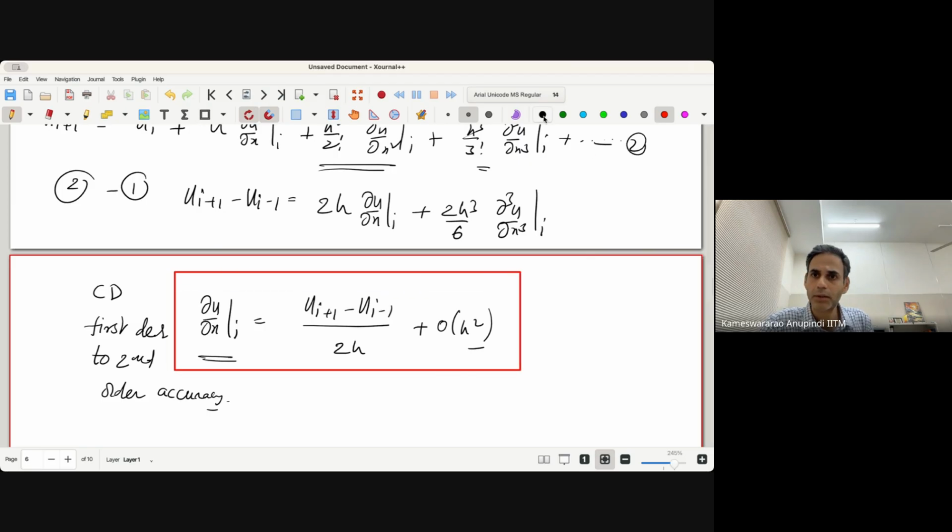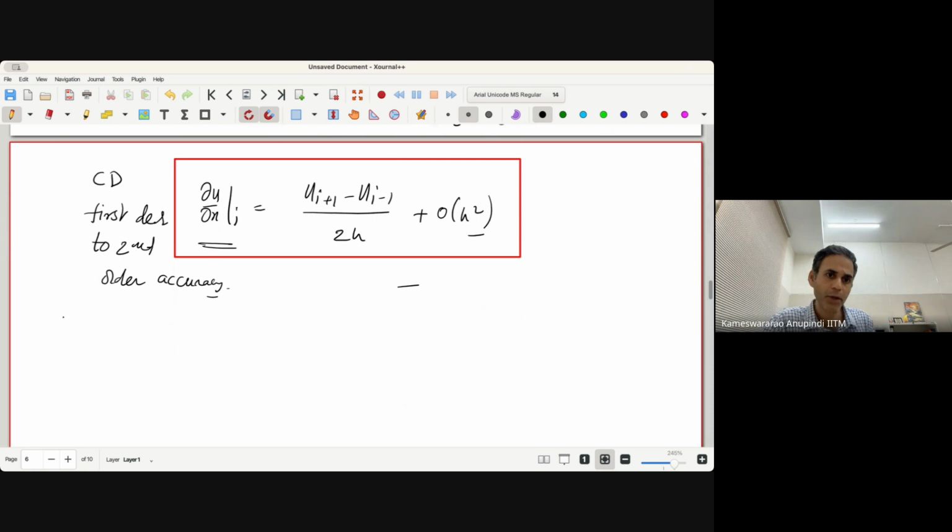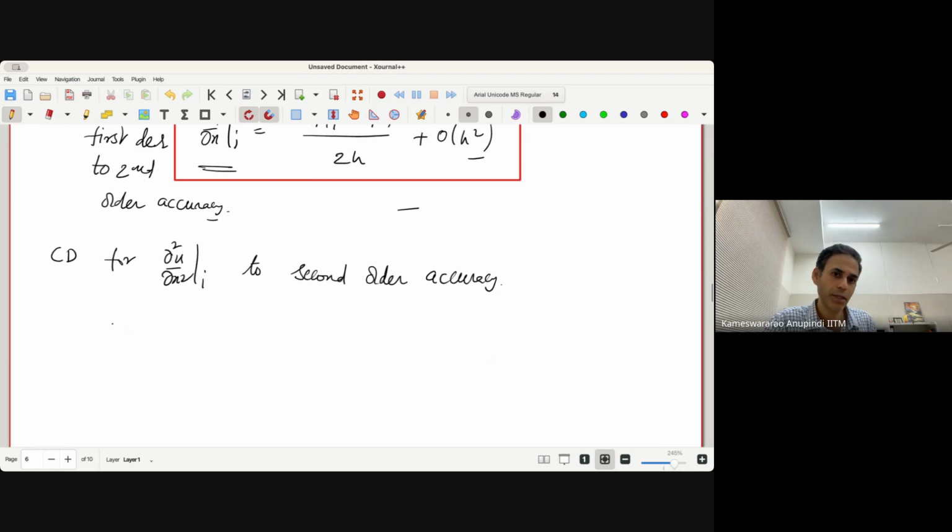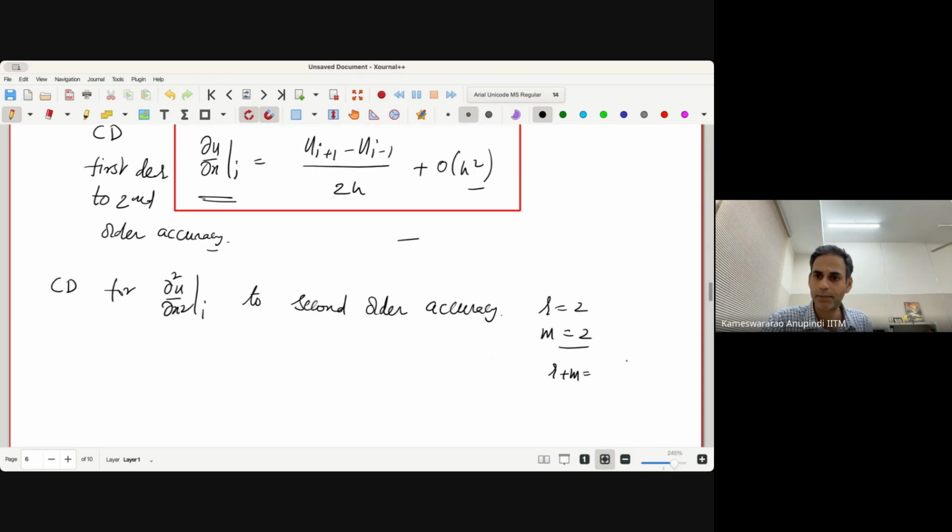Okay, then similarly, I can also derive the central difference formula for the second derivative, ∂²u/∂x² at i, to second order accuracy. Okay, that means my r equals 2. My m equals 2, so my r plus m equals 4, right?